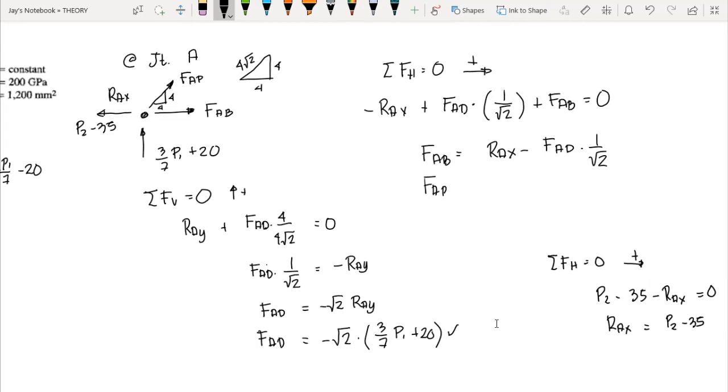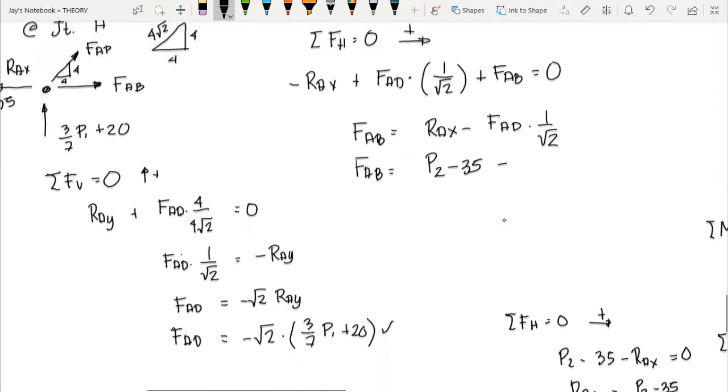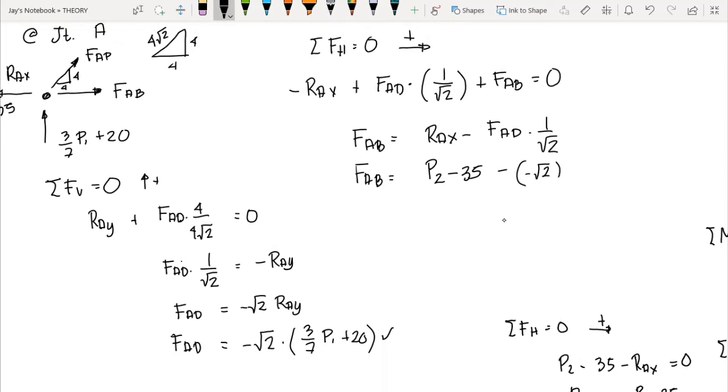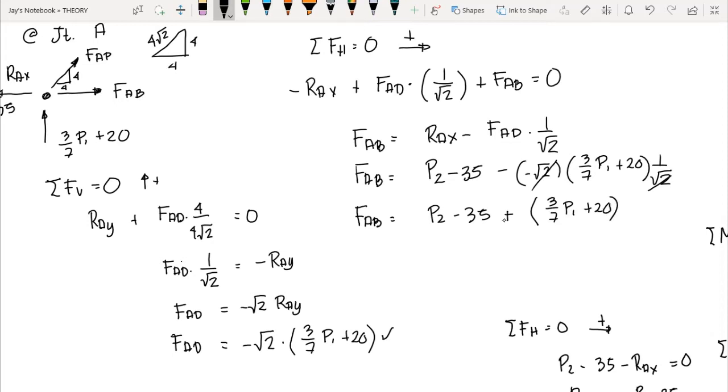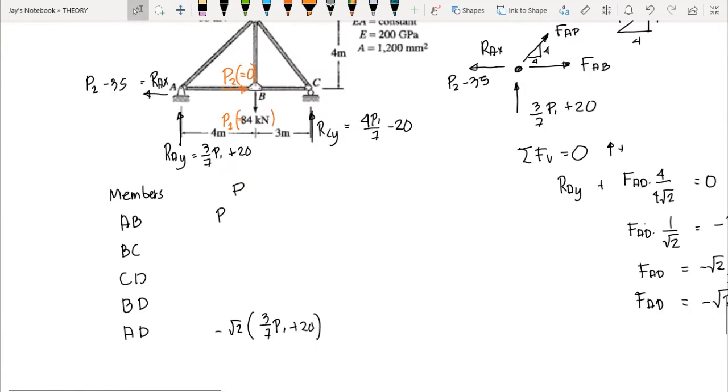This would give us the value of FAB here. Now RAX is equal to P2 minus 35, correct? So we subtract the value of FAD, in which we have negative square root of 2 times 3 over 7 P1 plus 20 times 1 over square root of 2. So therefore, we have the value of FAB here, now we can cancel square root of 2. So we have P2 minus 35 minus, now take note, this becomes positive, 3 over 7 P1 plus 20. Or we have FAB, which is equal to P2 plus 3 over 7 P1 minus 15. So we have the value of AB, which is P2 plus 3 over 7 P1 minus 15.